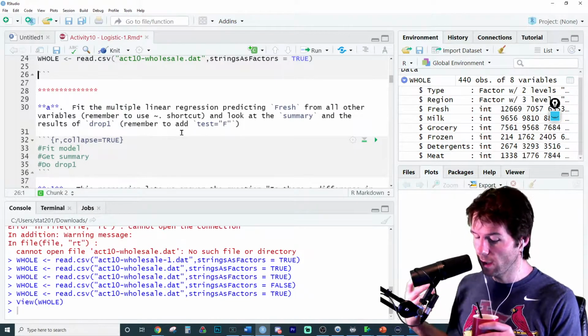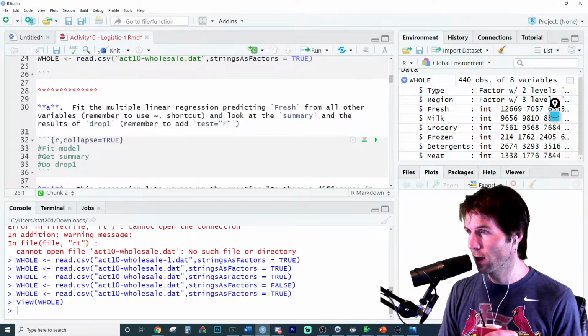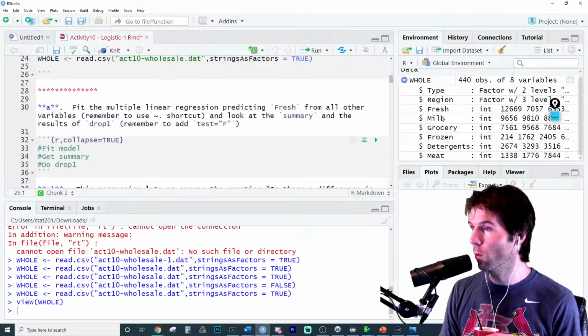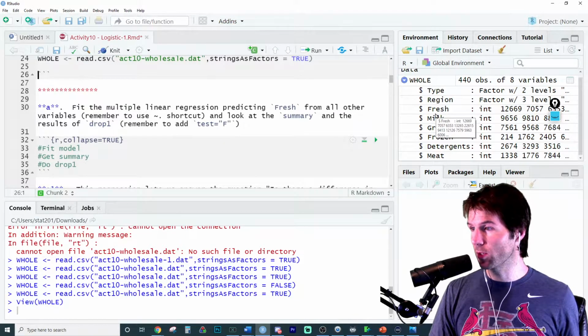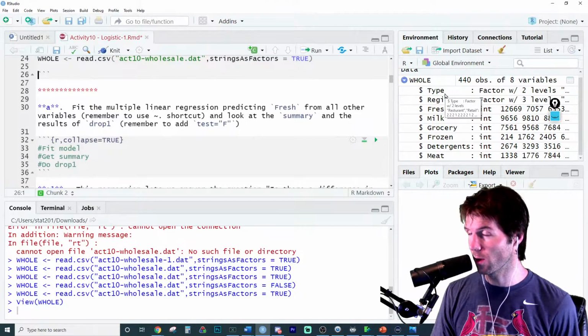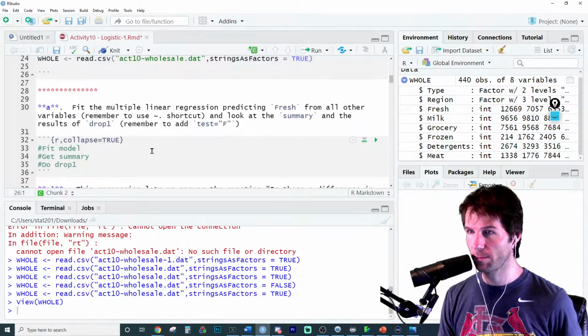Now, the question of using linear or logistic comes down to what is the y variable? Is the y variable categorical or is the y variable quantitative? If the y variable is categorical, we will use logistic regression. But the y variable here is not categorical, it's quantitative.